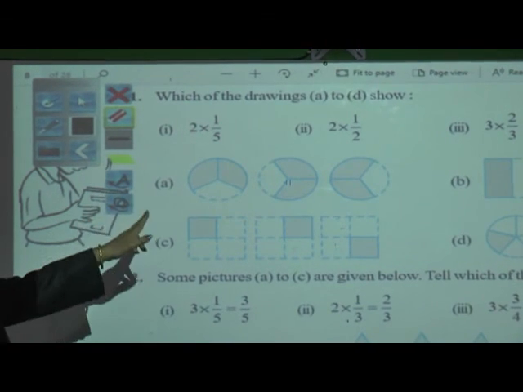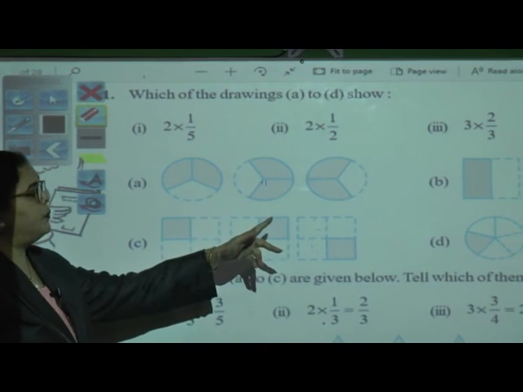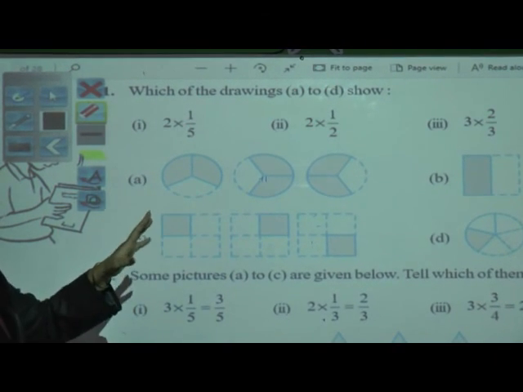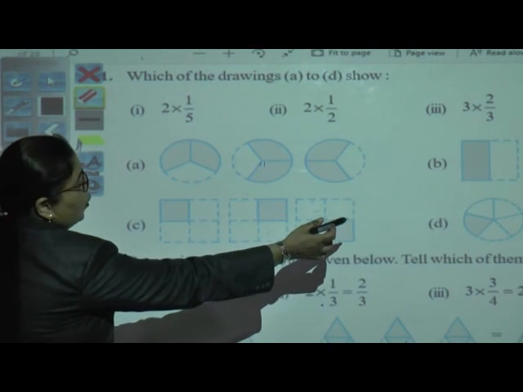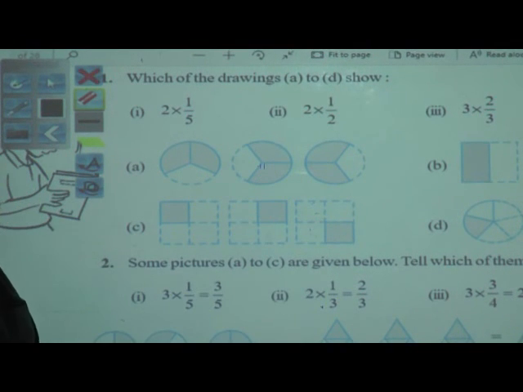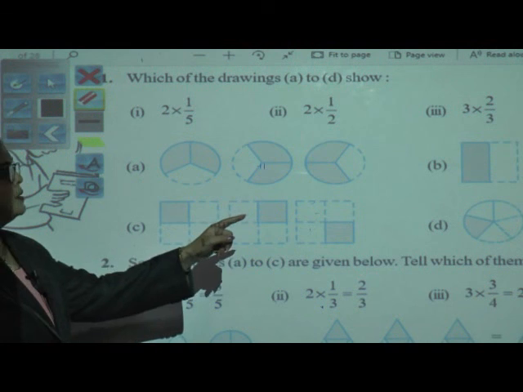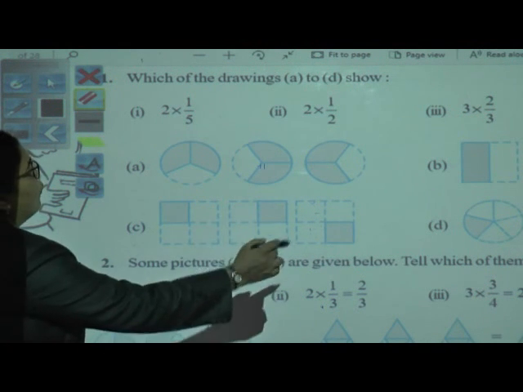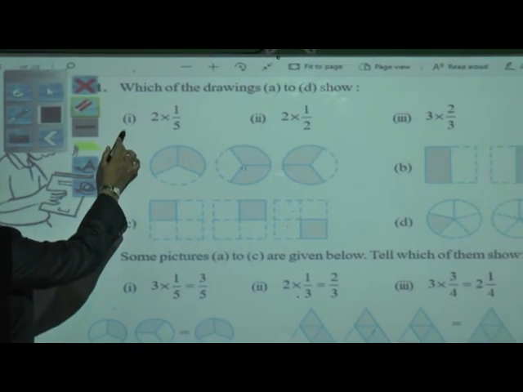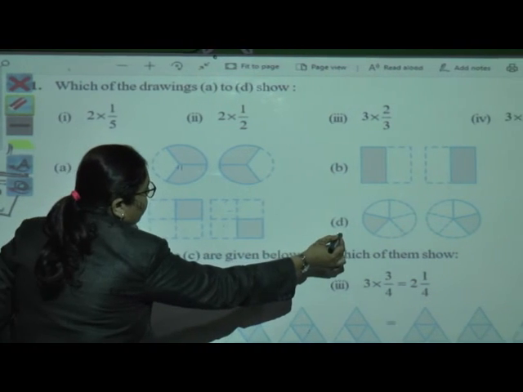We have to find out in the given pictures where the 2 whole is. Yes, we are having 2 whole in the D section. 1/5 part means out of 5 parts, 1 part is shaded. So we can match the first one to D1.